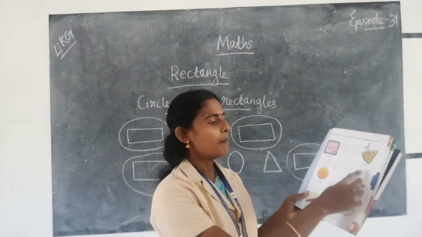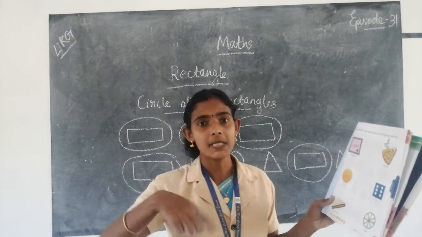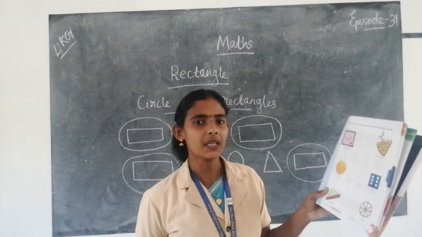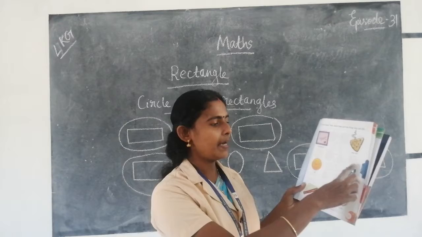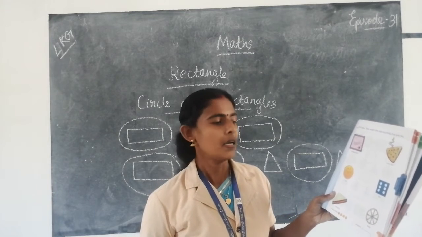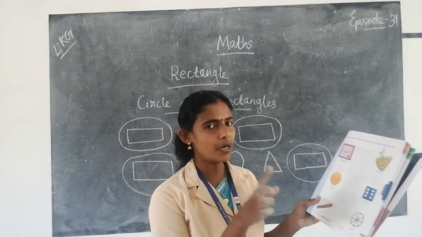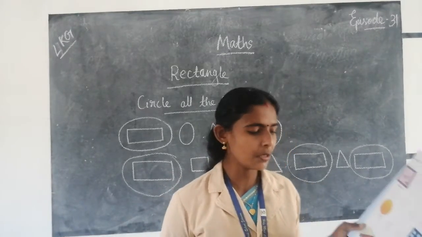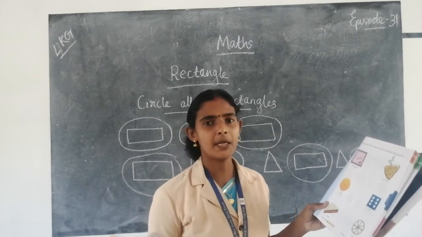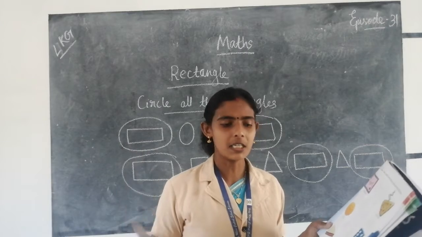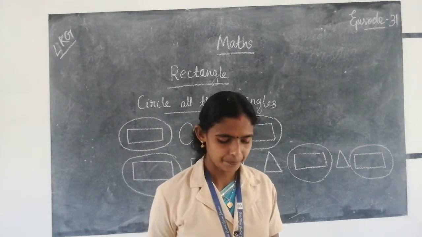Then next row, pizza slice. Pizza slice is the shape of triangle. So you have to match triangle. Then dice. Dice is the shape of square. So you have to match square, which means four sides of length are equal. So you have to match square and dice. Then wheel. Wheel is the shape of round circle. So you have to match sun and wheel. Can you understand?